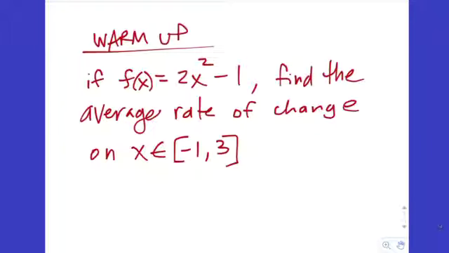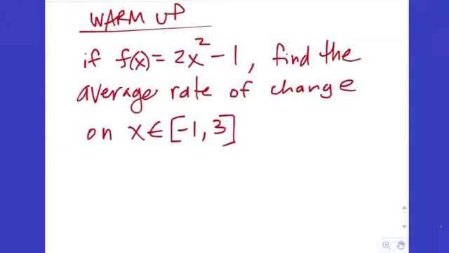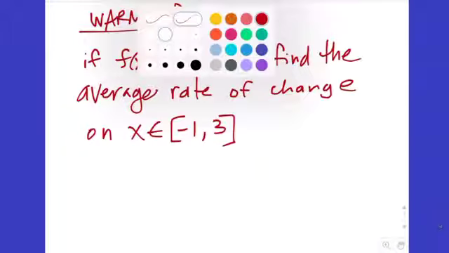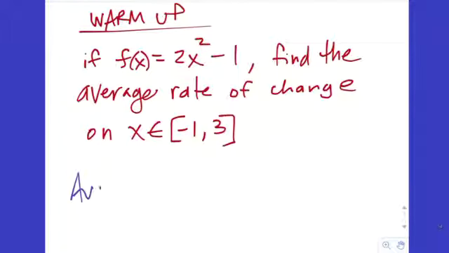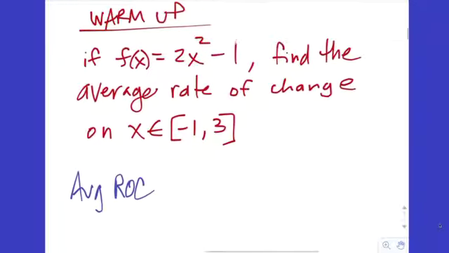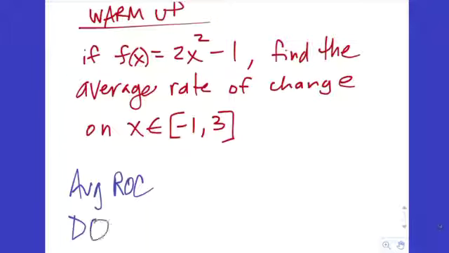Average rate of change, average rate of change. How do we find average rate of change? You can just tell me the initials if you want. DQ, thank you. Average rate of change is DQ, which stands for difference quotient, right? It's just the change in the y over the change in the x.